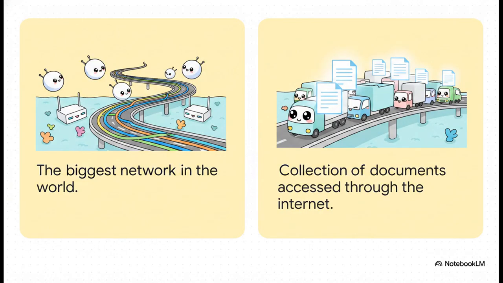Okay, so the internet is the biggest network in the world. Think of it as the physical infrastructure. We're talking massive cables running across ocean floors, satellites up in orbit, countless routers. The World Wide Web, on the other hand, is the collection of documents and resources that you access through the internet. So, if the internet is the physical highway, the web is the massive fleet of trucks carrying information on that highway. You can't have the web without the internet, but they are absolutely 100% not the same thing.